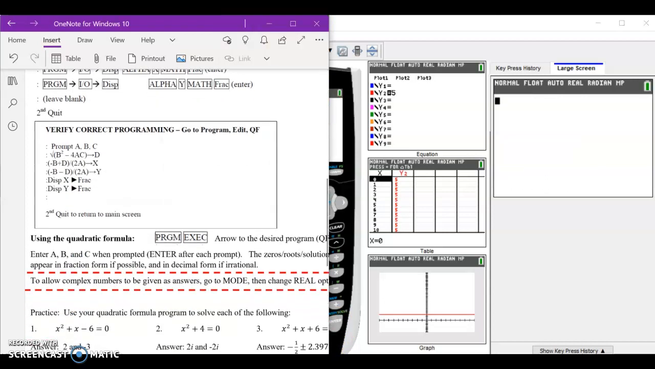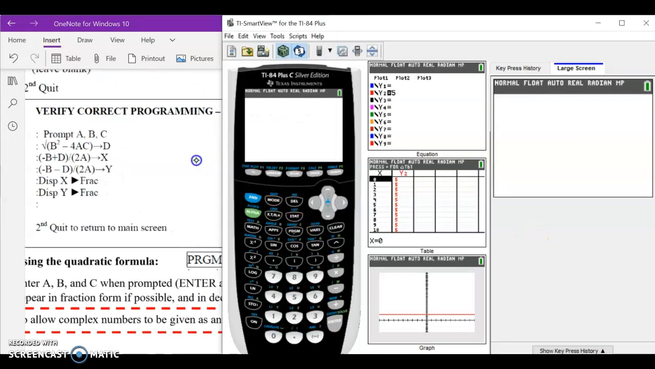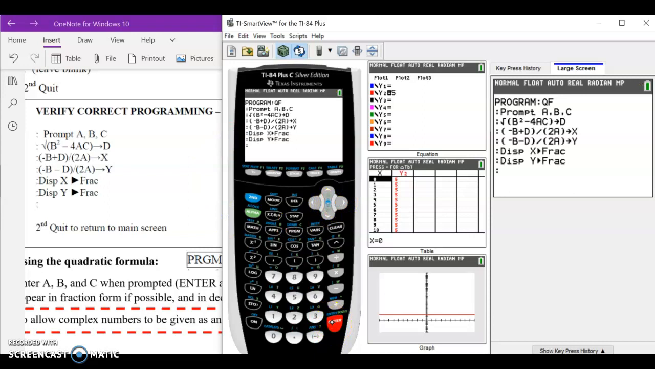Okay, so then down here, we just want to verify our program is correct. So we're going to go to program. We're going to go to edit. Our quadratic formula, we are not actually going to edit it. We're just going to verify line by line that all of our programming is okay. So we have prompt ABC, the square root of B squared minus 4AC. We're storing that as D. We're doing negative B plus D divided by 2A. That's going to be our X, negative B minus D over 2A, that's our Y. Display X to a fraction and display Y to a fraction. So our programming is complete.